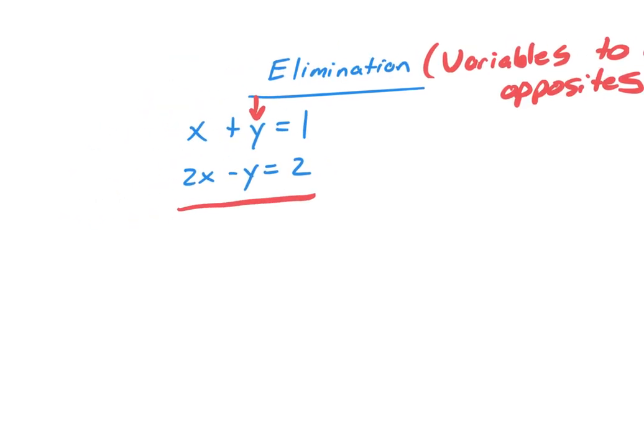Because these two are already opposites, then we're ready to rock and roll. All we have to do is add these two equations together. And that's what makes this one really pretty simple, because we're just going to add straight down. 1x and 2x makes 3x. My y's are going to eliminate, because when I add 1y and negative 1y, they make 0. And then 2 plus 1 makes 3. 3 divided by 3 is 1. And we're already at part of our solution.